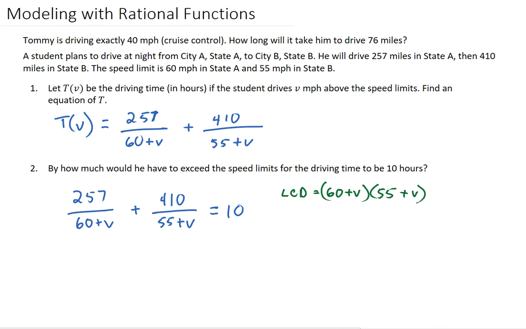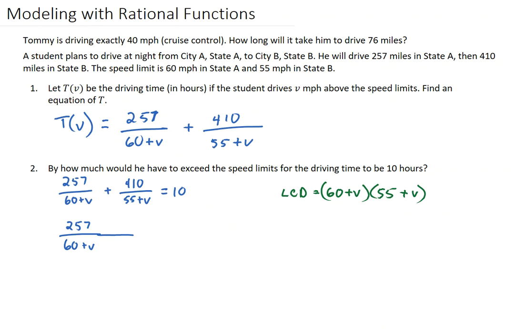And now we need to get a common denominator for each of the terms. Well, for the first term, what it's missing is the 55 plus V. So we need to multiply top and bottom by 55 plus V. Since the bottom is made up of multiple terms, we also need to surround those in parentheses. Plus, what's missing in the second guy is the 60 plus V. So I'm going to multiply that in top and bottom.